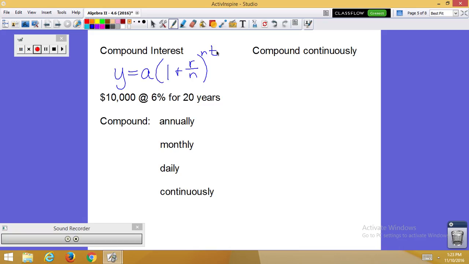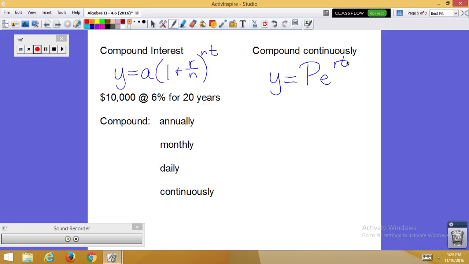When I switch to compounding continuously, that means they're putting my interest in my account at every second, faster than every second, just continuously. And e is the base for our continuous compounding formula. Continuous compounding looks like this, where Y is the final amount, P is the initial amount, R is the rate, and T is the time. Let's see how that changes our final amount if we compound interest in different ways.